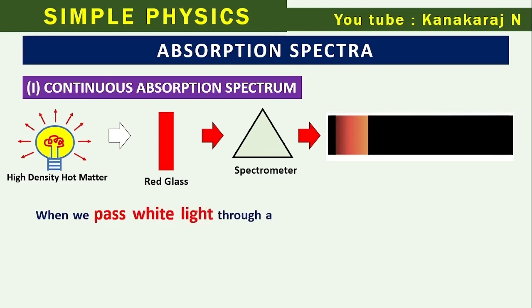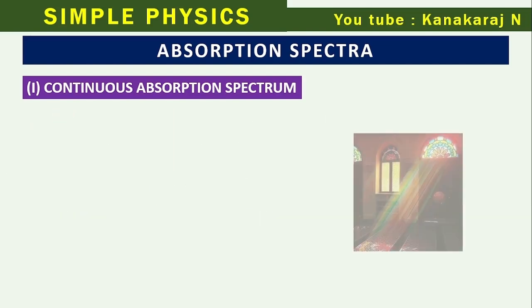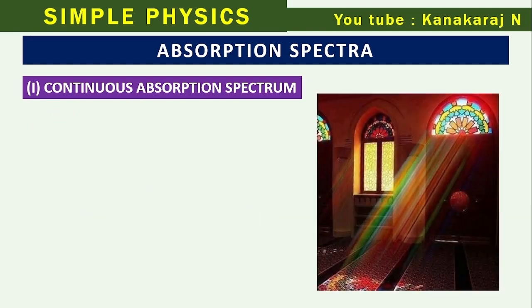When we pass white light through a red glass plate, it absorbs all the colors except red and gives a continuous absorption spectrum. Here is an example. Here the window sends out different colors depending upon the color of the glass. When the color of the glass is red, it allows only red light but not the remaining light.